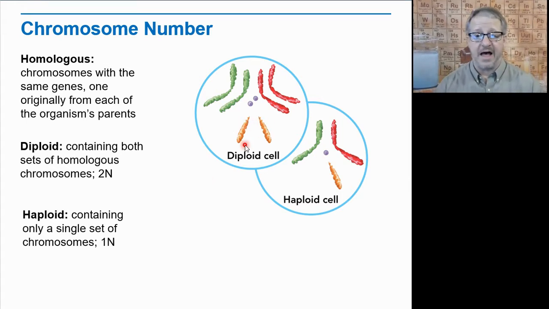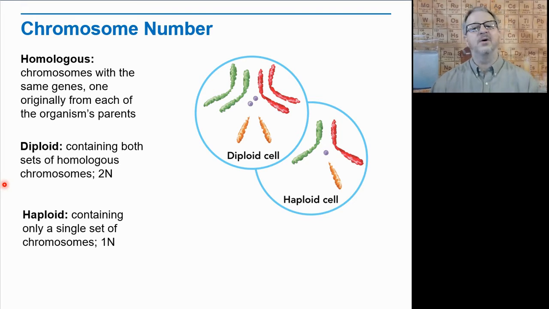So the fruit fly's chromosome number is 4. A diploid cell that's 2N would be 2 times 4, which would give us 8. Whereas the haploid cell only has one copy of each of the 4 chromosomes, so its number is just 1N or N. Okay, 1 times 4 is 4.